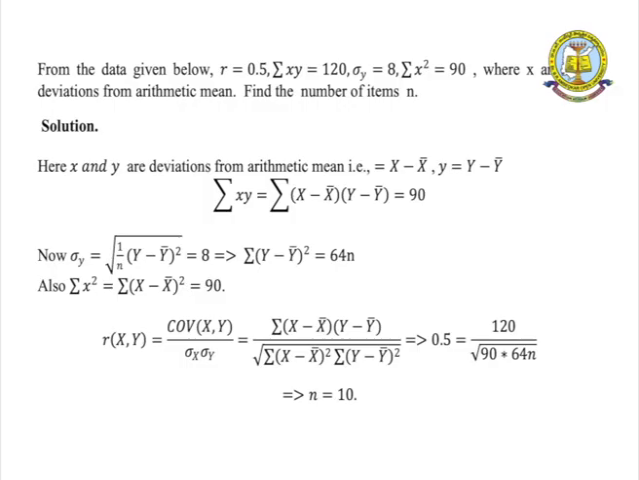So what is the actual formula of correlation? r of x comma y is equal to covariance of x comma y divided by the standard deviation of x into the standard deviation of y. You know this formula. I can substitute all these values, then I get the n value. We already got 90 for the product value, and the correlation value of 120 is already given, divided by the under root of this value. Now we can simplify this expression, and we get n is equal to 10.